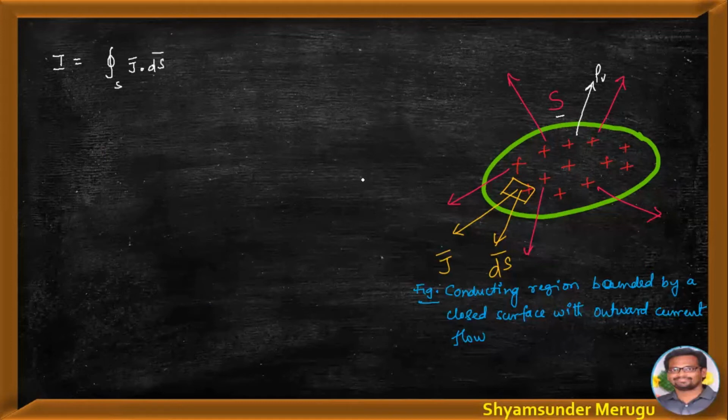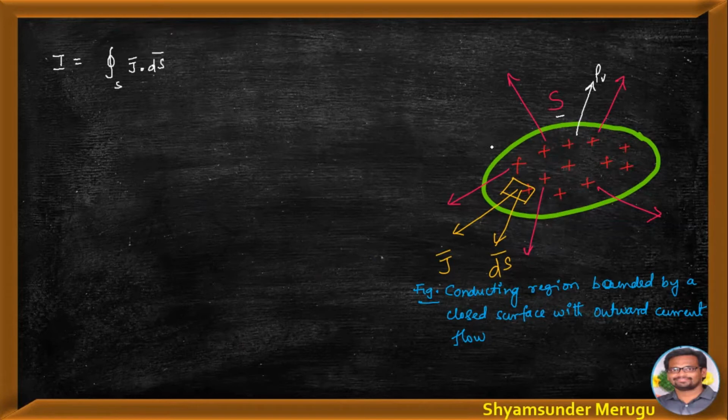As we know, current is simply the flow of charges per second. An outward flow of charges decreases the charge concentration by the same amount within the region bounded by the surface S. Due to the principle of conservation of charge, the time rate of decrease of charge in the bounded region must be equal to the net current flowing in the outward direction through the closed surface.